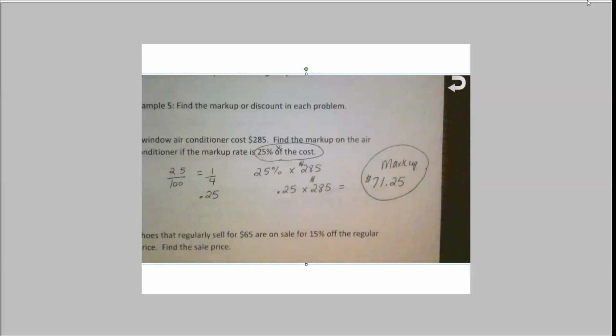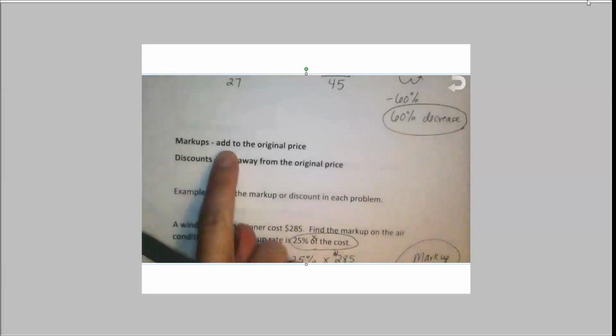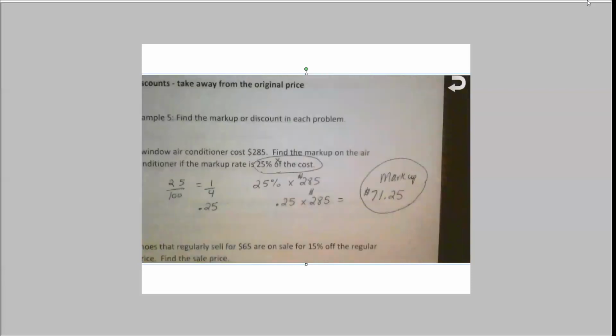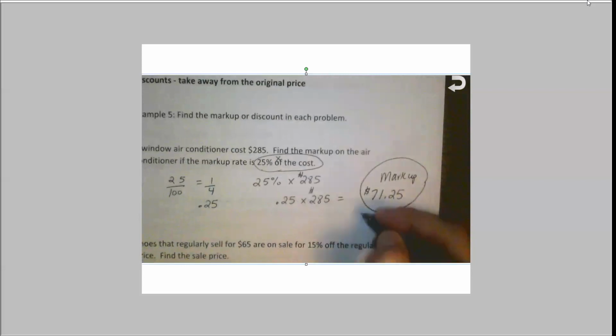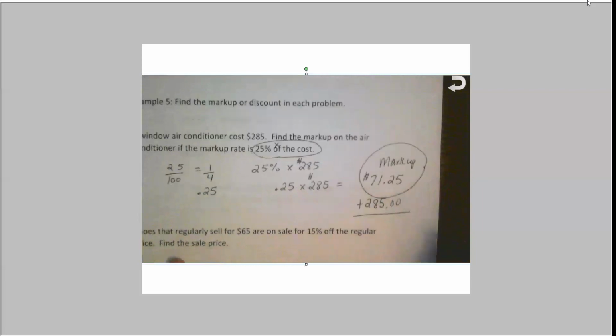But you might encounter a question that then wants to know, what's the total price of that window air conditioner? If they're about to mark it up, that means we are adding that amount to the original price. So let's say we wanted to find that total cost, then you would add that to $285, giving us a total cost of $356.25. That would be the total new cost that you would have to pay after that markup had already been done.